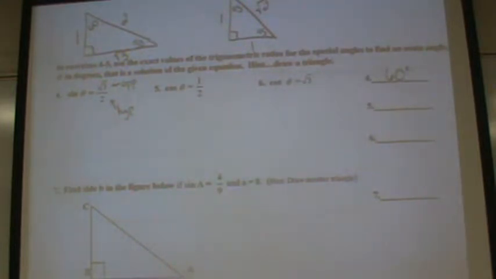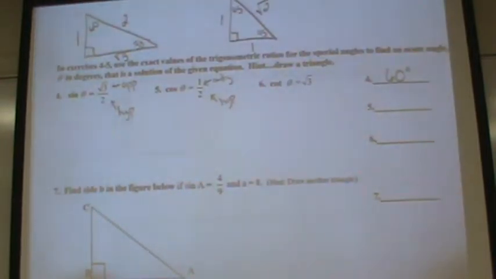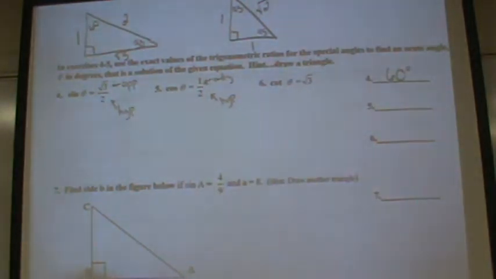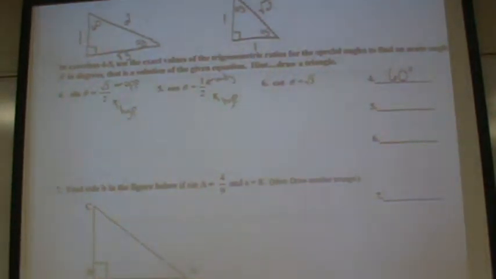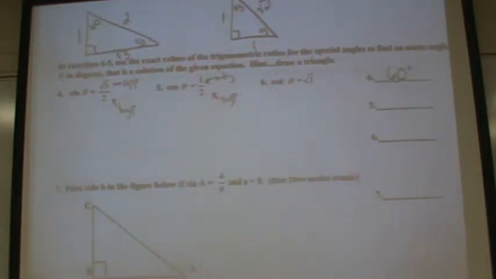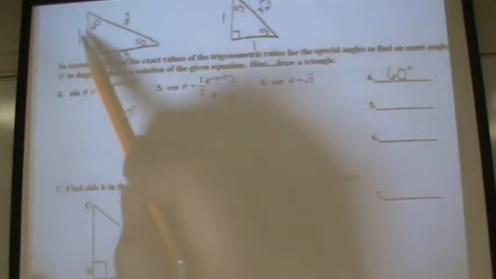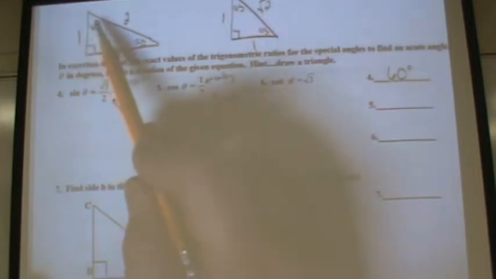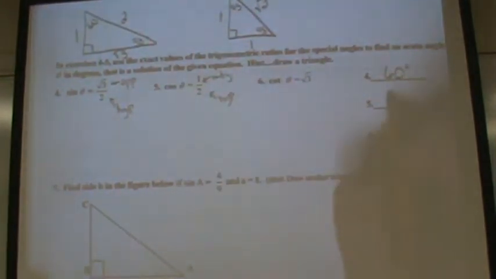Number 5, cosine of theta equals 1/2. So cosine we know is adjacent over hypotenuse. So again, we're in the 30, 60, 90 triangle because our hypotenuse is 2. And now we need to see where our adjacent side is 1. So our adjacent side would be right here as 1. So again, it's a 60-degree angle.